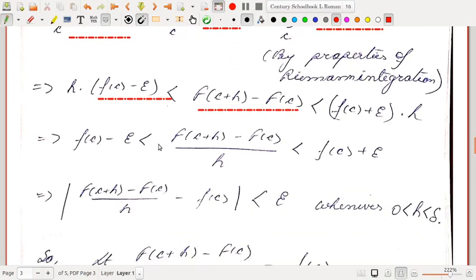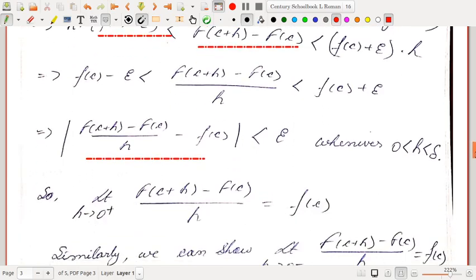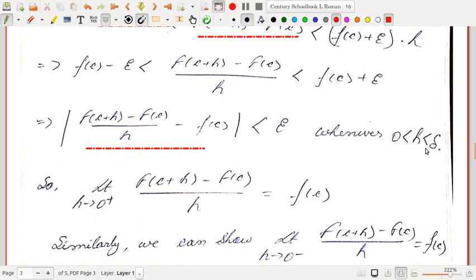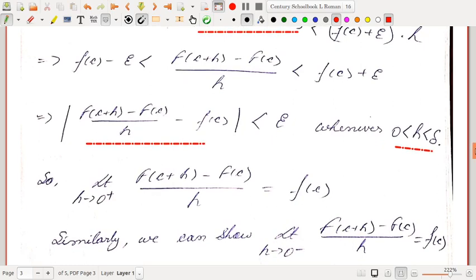So we can divide both sides by h. h is positive, so this quantity lies between f(c) minus epsilon and f(c) plus epsilon. That means the modulus of this minus f(c) is less than epsilon whenever 0 is less than h less than delta. And this is nothing but the definition of the right hand limit. The limit as h tends to 0 plus of this quantity is f(c). That means given any epsilon, the difference between these two can be made less than epsilon when 0 is less than h less than delta.